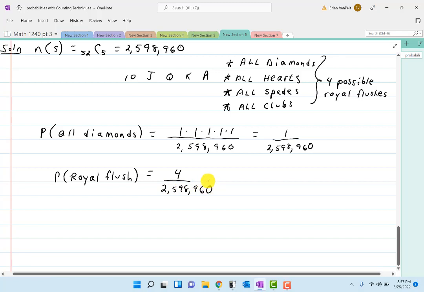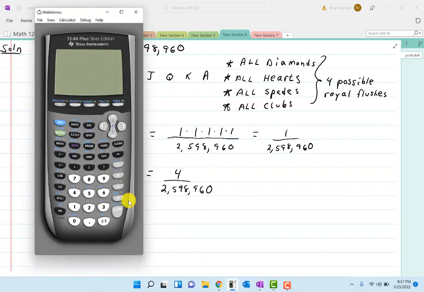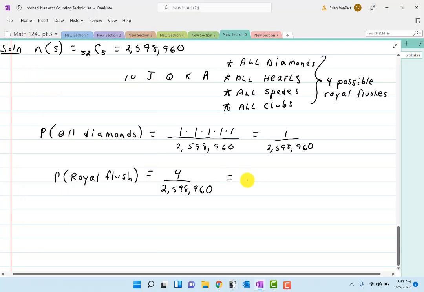And you can see, I think I have the decimal equivalent for it. Well, let's go ahead and write it, because I want you to see what size we're talking about here. So I'm going to do 4 divided by 2,598,960, and that would be 0.00154. That's the probability that you get a royal flush.